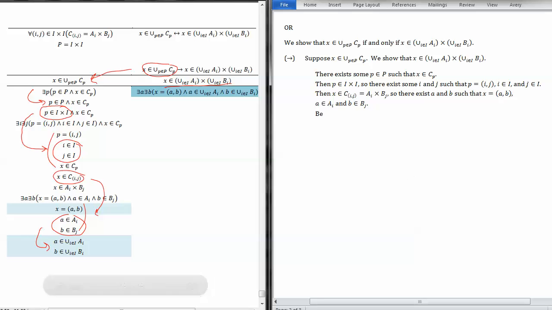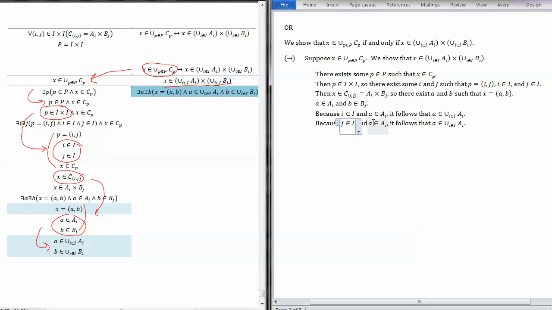So I will say because I is in I and A is in A sub I, it follows that A is in the union of the A sub I. Okay, throw a space in there. And the next one is just basically the same, so let me copy and modify this one. Because j is in I, and B is in B sub j, it follows that B is in the union of the B sub I.